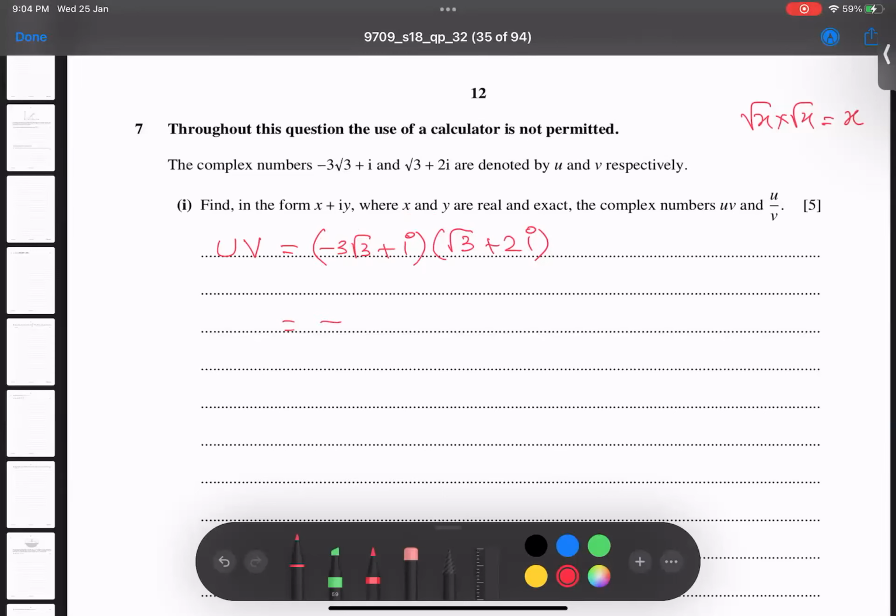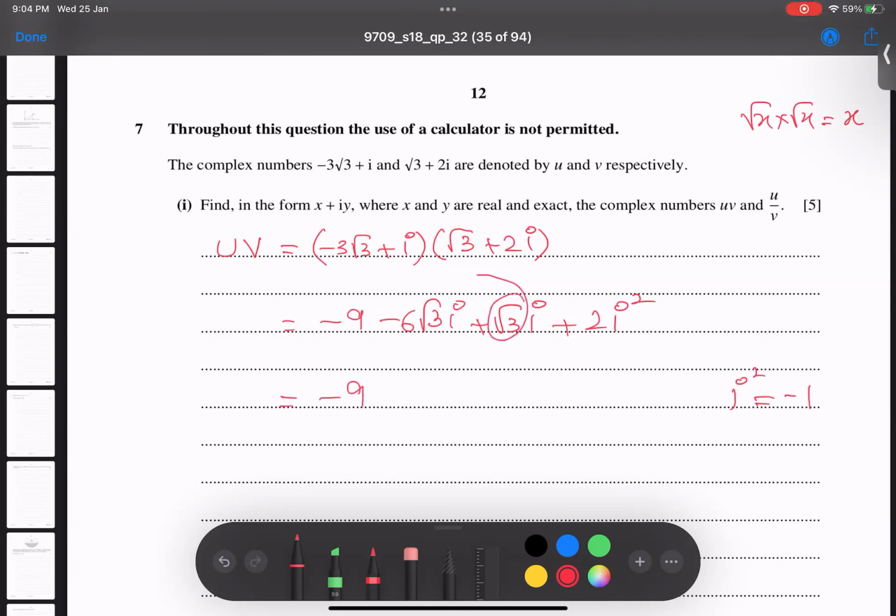This multiplies with that and I get negative 6 root 3 iota. This multiplies with this, I get root 3 iota. And this with this, I get 2 iota to the power 2. All of you know iota squared gives you minus 1. And further, I can say negative 9.